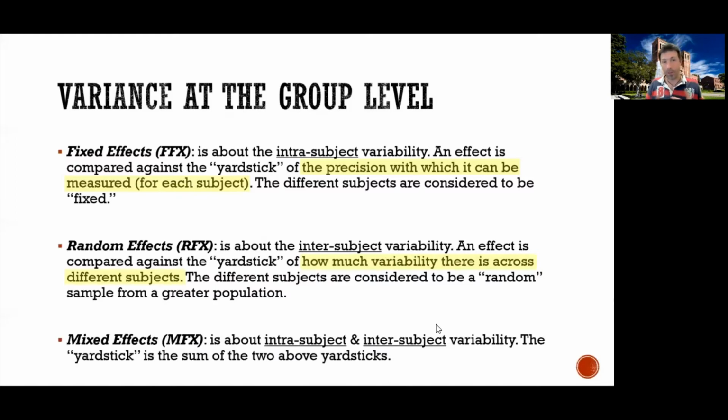And finally, if you put together fixed effects and random effects, you can do what is known as a mixed effects analysis. So this is an analysis where the yardstick is made of both the intra-subject and the inter-subject variabilities. In other words, the yardstick here is the sum of the fixed effects, so the intra-subject variability, the measurement error, and random effects, which is the variance of the effect across different subjects.